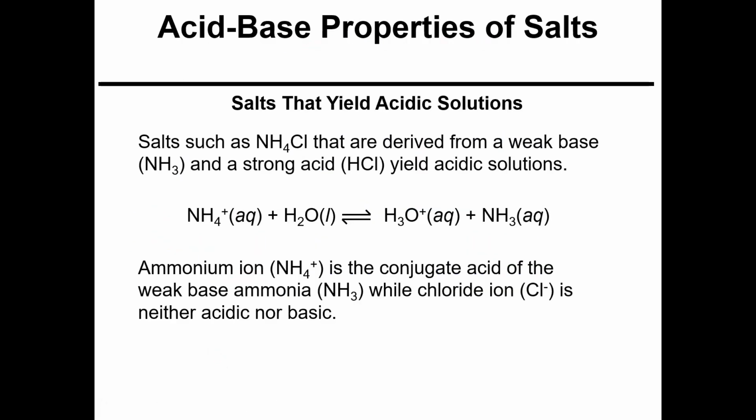So for example, if you have a salt like ammonium chloride, that comes from the weak base ammonia and the strong acid hydrochloric acid. So the acid is much stronger than the base, so we're actually going to get an acidic solution out of that.